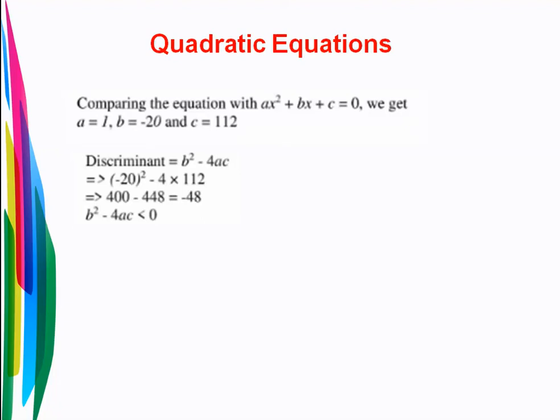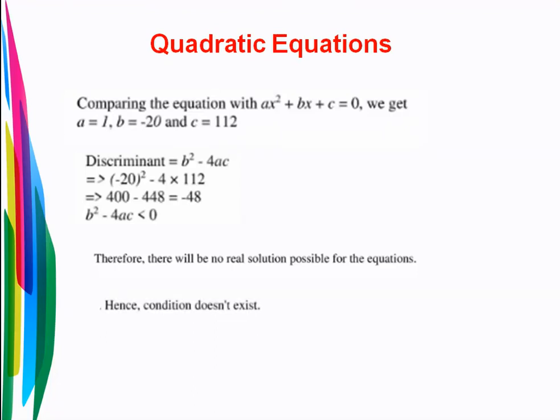Discriminant is minus 20 whole square minus 4 into 112. I get 400 minus 448, which is minus 48. And my discriminant is less than 0. So this situation is not possible. I will not be able to find the roots. So there will be no real solution possible for the equation, and hence that situation is not possible.